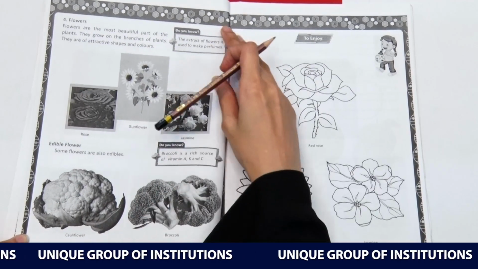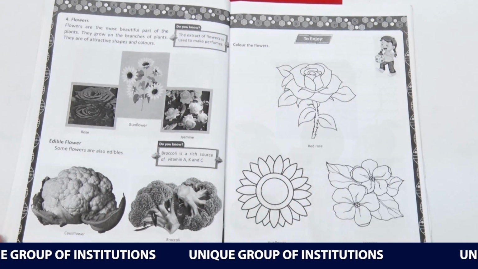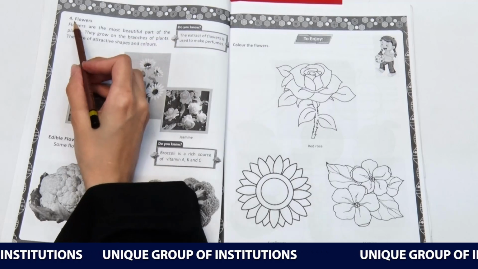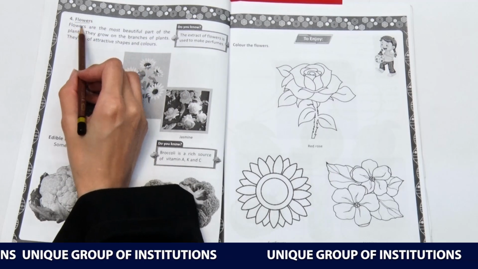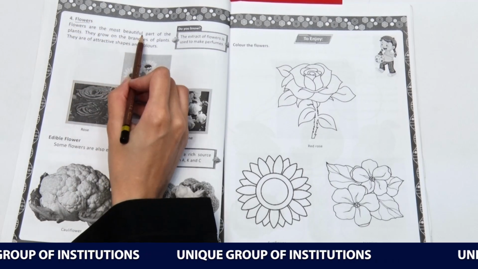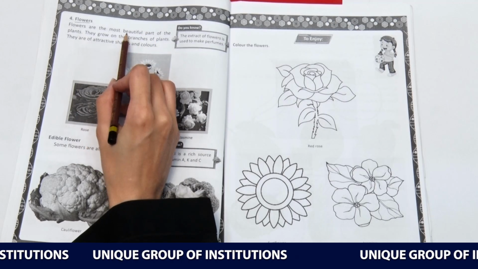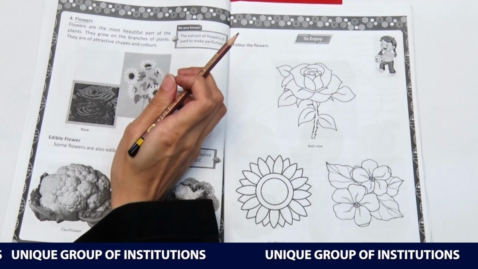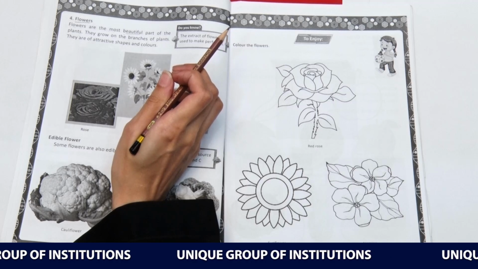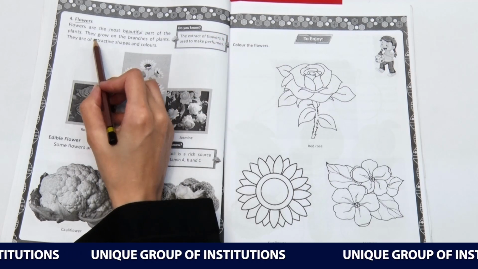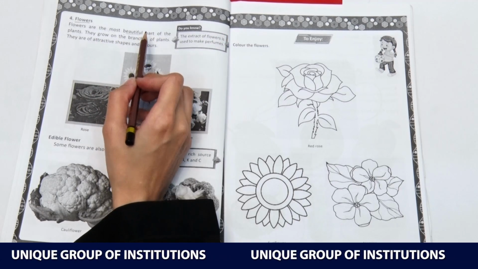Now moving on to page number 17, here we have the topic flowers. Flowers are the most beautiful part of the plants. Why are they the most beautiful? Because they are of different colors, different shapes and different shades. They grow on the branches of the plant just like the leaves.